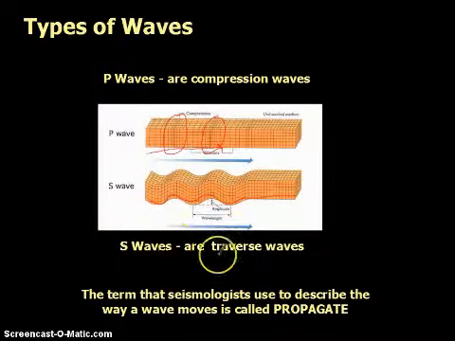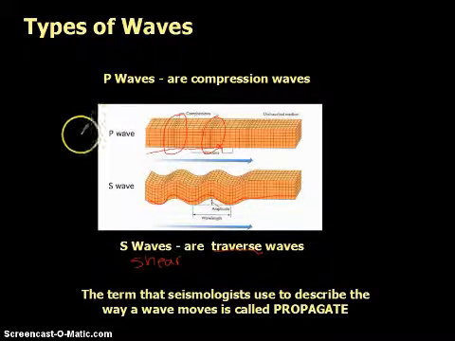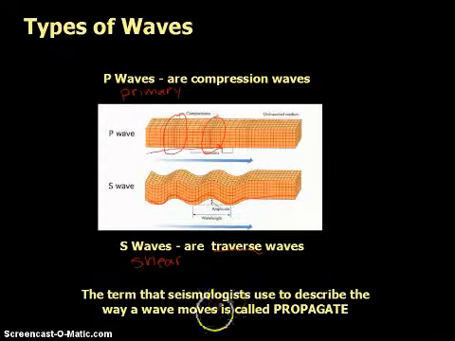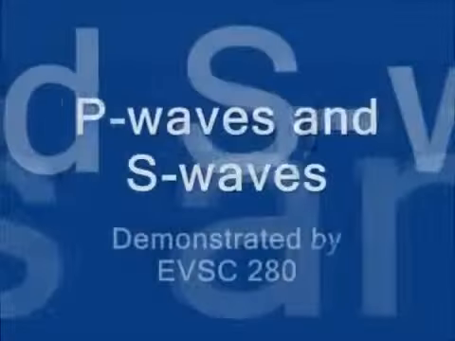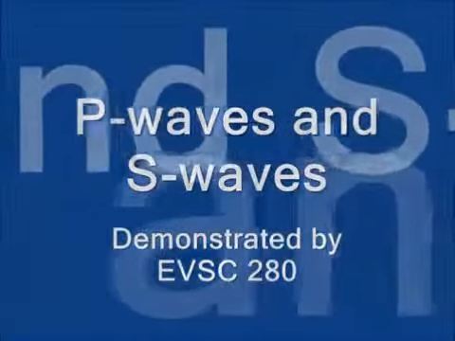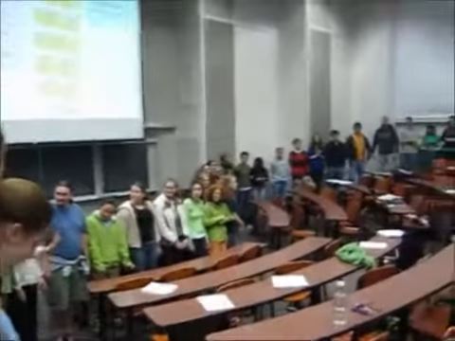S waves are transverse waves. They're also called shear waves. And the P waves actually stands for primary because they are the ones that typically move faster. And the term that seismologists use to describe the way a wave moves is called propagate. The direction of energy release.